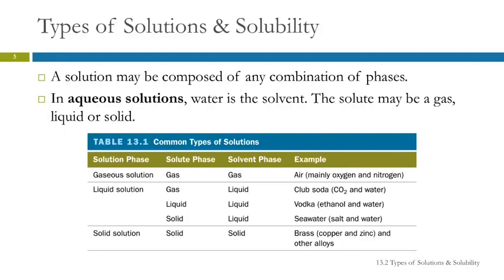So there are different types of solutions. You can have a solution between any combination of physical states or phases. So you can have a solution composed of two gases, a solution composed of two solids. That kind of seems, how would you do that? Well, it'd probably involve heating them up to melt them so that they could mix together and then cooling it down. Metal alloys such as brass are homogeneous mixtures of different metals.